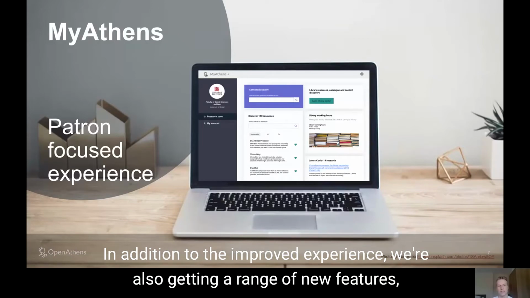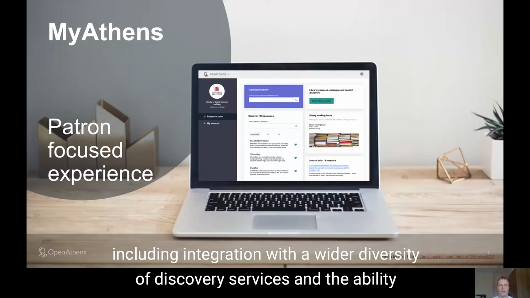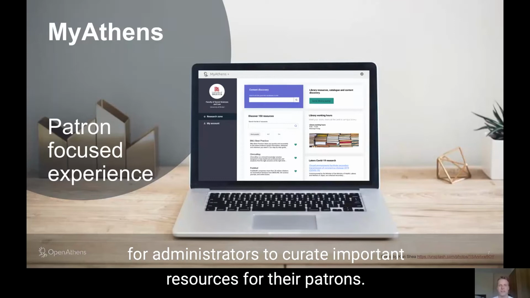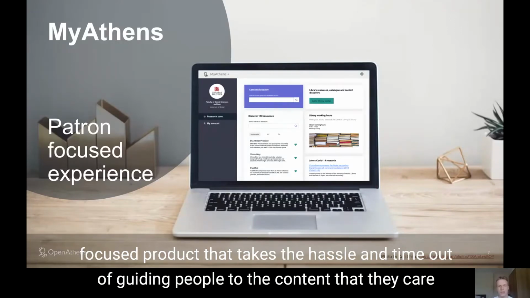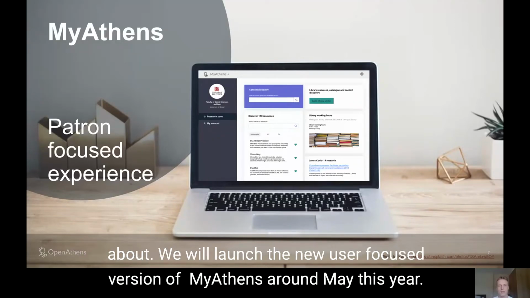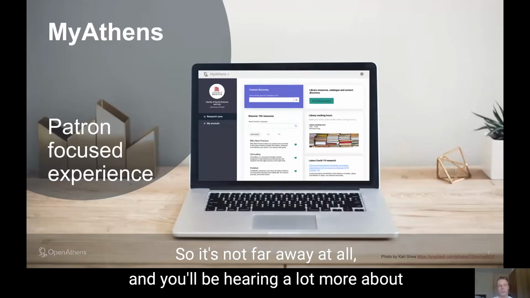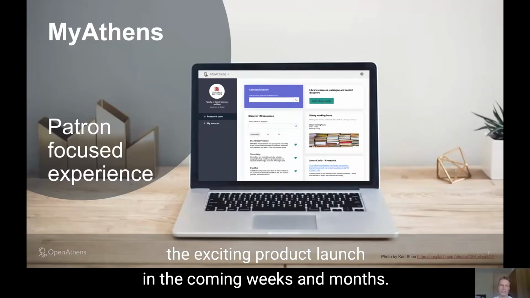In addition to the improved experience, we'll also be adding a range of new features, including integration with a wider diversity of discovery services and the ability for administrators to curate important resources for their patrons. We believe there's a real opportunity to offer institutions and organisations of all sizes a user-focused product that takes the hassle and time out of guiding people to the content that they care about. We'll launch the new user-focused version of MyAthens around May this year, so it's not far away at all, and you'll be hearing a lot more about this exciting product launch in the coming weeks and months.